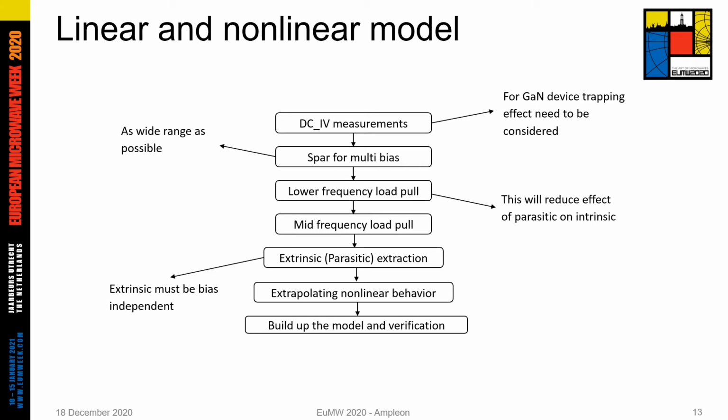Then we will do the mid frequency or high frequency load pull, which will help us to understand the performance of the device. Since we did the low frequency load pull in the previous step, we can distinguish the parasitics and the intrinsic of the device. You need to be aware that the extrinsic, actually the parasitic, must be bias and power independent. They must come just from the device itself. Based on that, we extrapolate the nonlinear behavior, build up the model, and verify if our model is good or not.